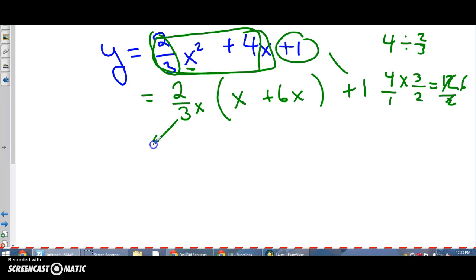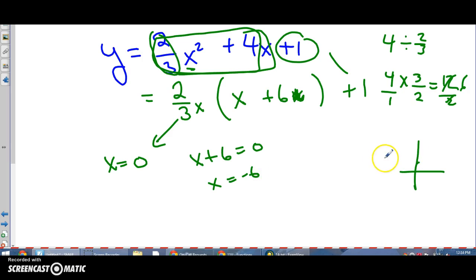So now you set these equal to 0. That's when x equals 0. So my y-intercept is 1. And that happens when x is 0. It also happens when, that's not there. Okay, pretend that's not there. It also happens when x plus 6 is equal to 0, or x is equal to -6.